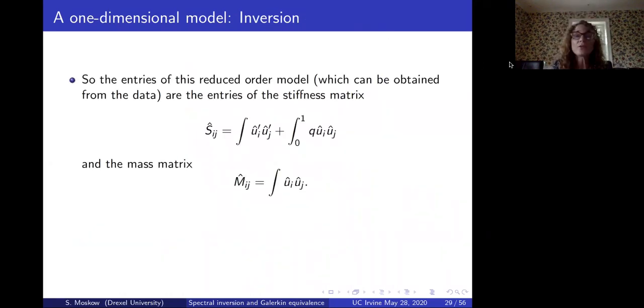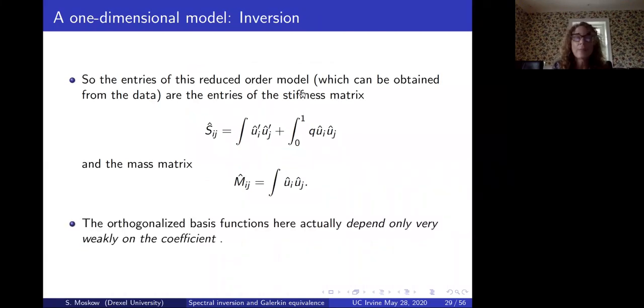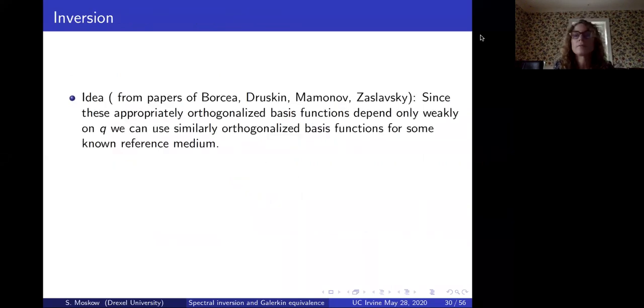So the entries of the reduced order model, which can be obtained from the data, are the entries of the stiffness matrix and the mass matrix after you orthogonalize. But one reason that this is really interesting for inverse problems, which I promised to get to, is that the orthogonalized basis functions here only depend weakly on the coefficient. So to see what I mean by that, this was noticed previously in papers by co-authors.